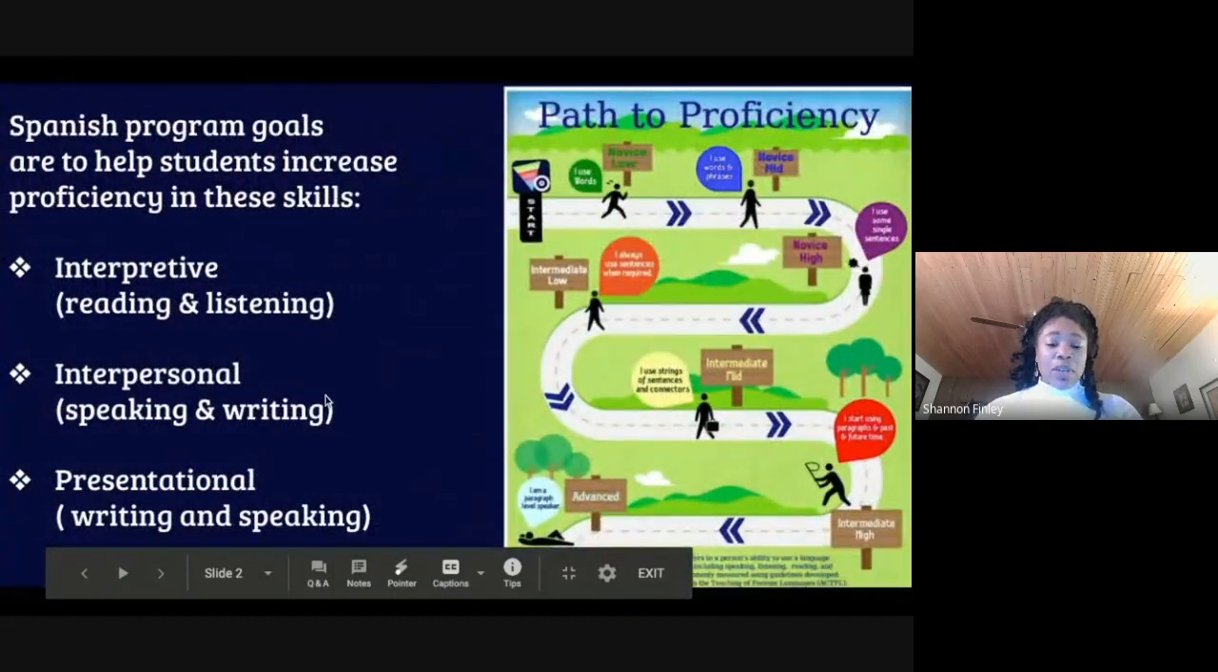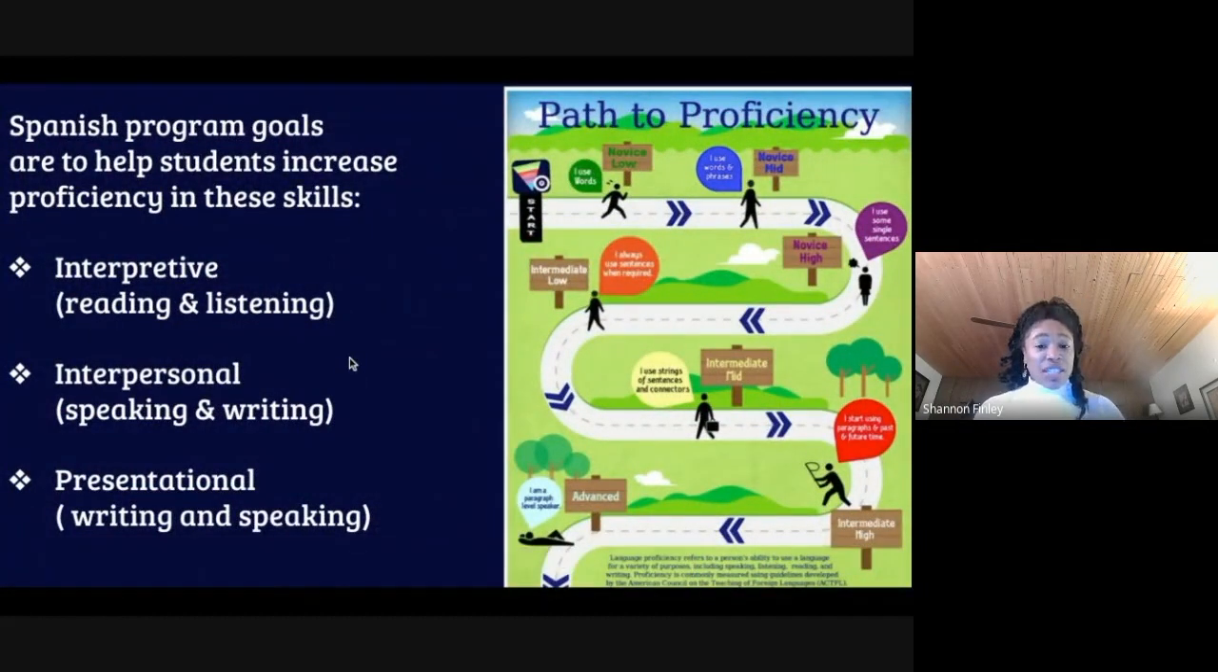I'm going to begin with our path to proficiency for our students who are learning Spanish as a second language. In the path to proficiency, we utilize three modalities: presentational, interpersonal, and interpretive. And we use those different forms to do summative and formative assessments, as well as enrichment and cultural activities.